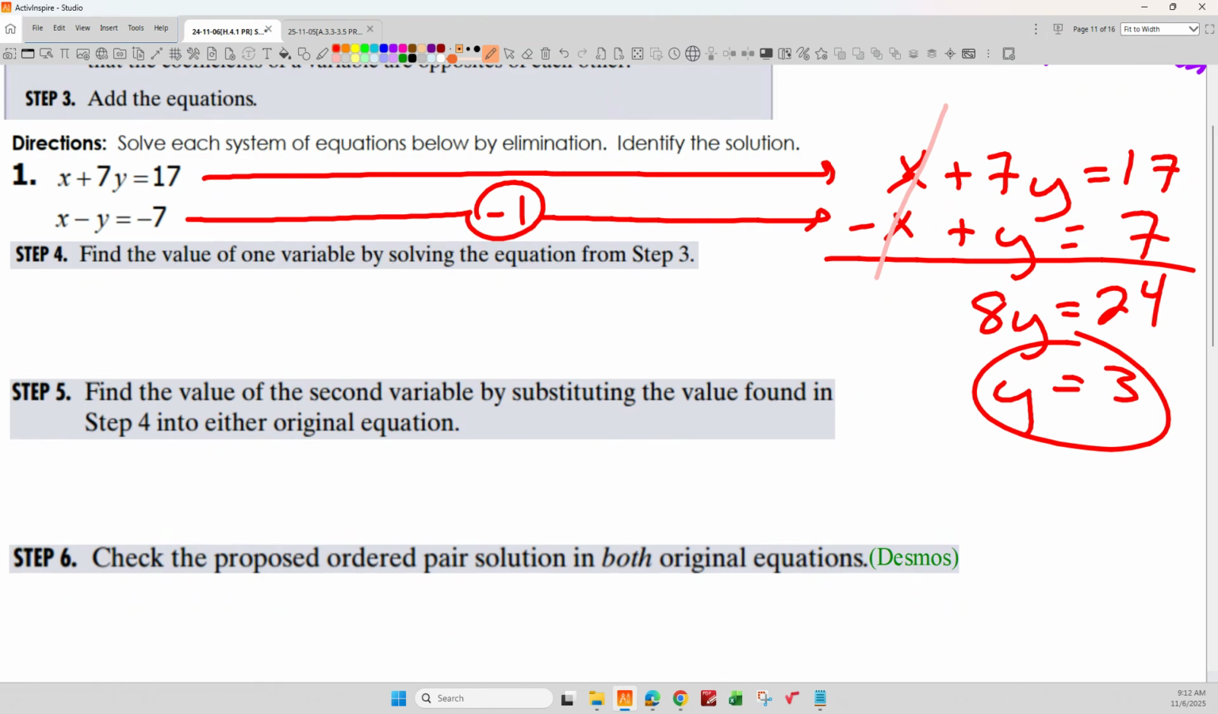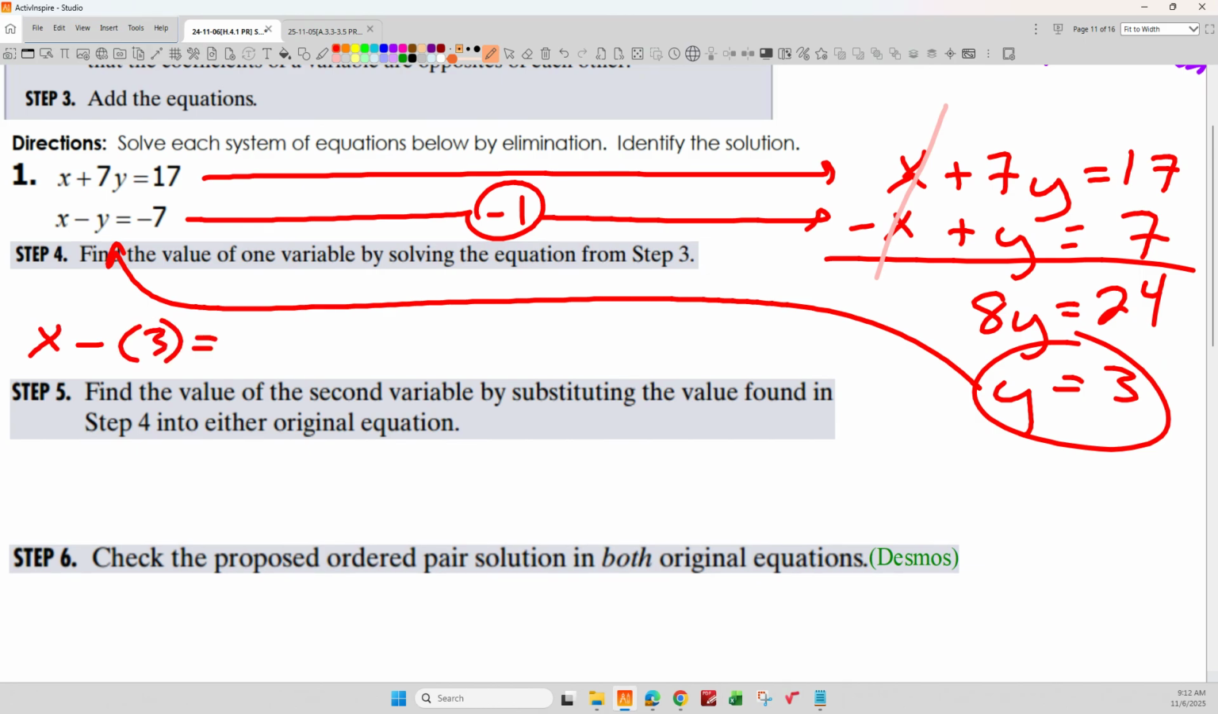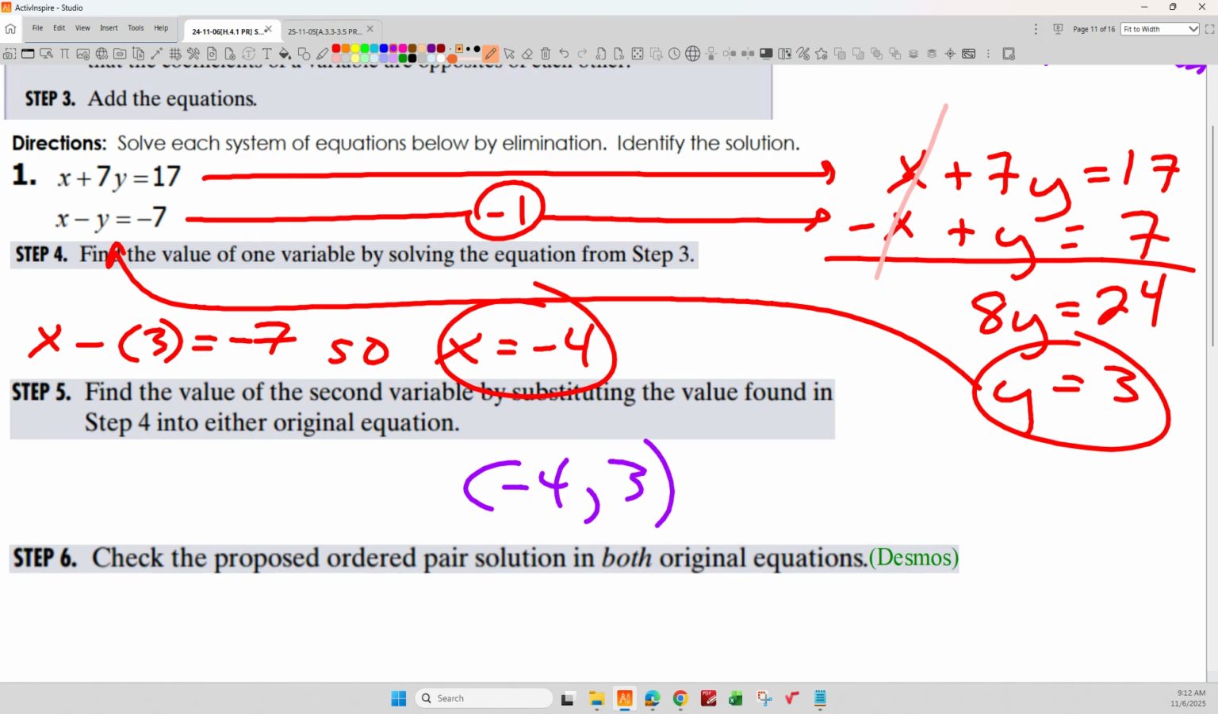Substitute into either one of the original equations. Just pick the easiest one. Probably the bottom one, right? Smaller coefficients. If I plug y equals 3 back into this bottom equation, what do we get? x minus 3 equals negative 7. So what's x equal to? Negative 4. Okay, and then we've got the ordered pair, negative 4, 3.